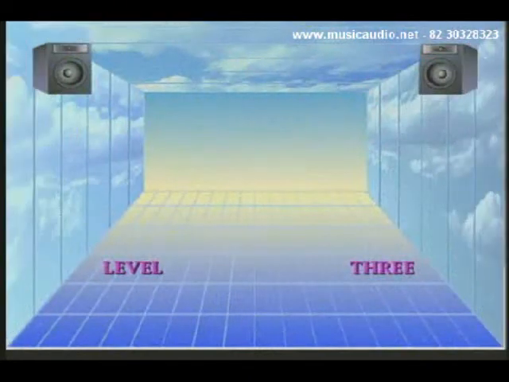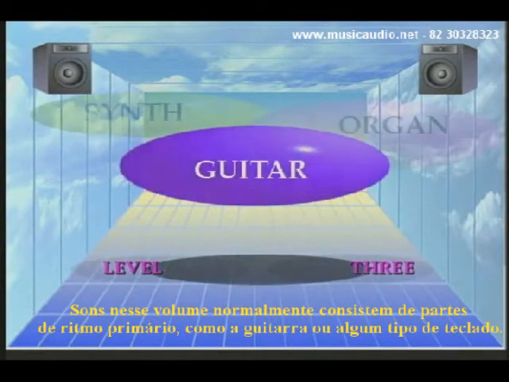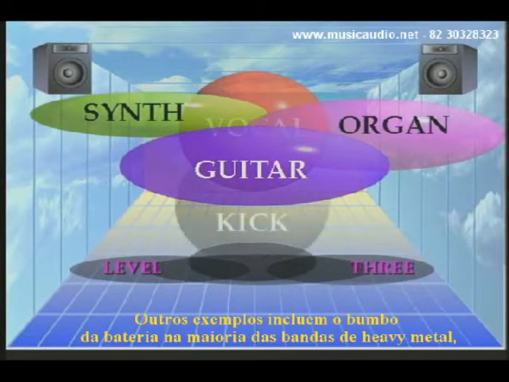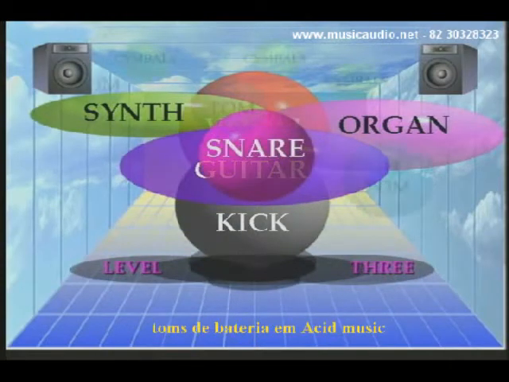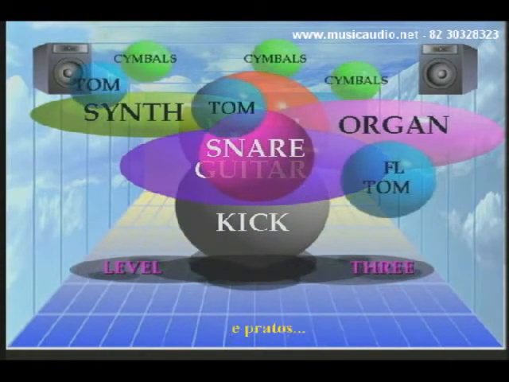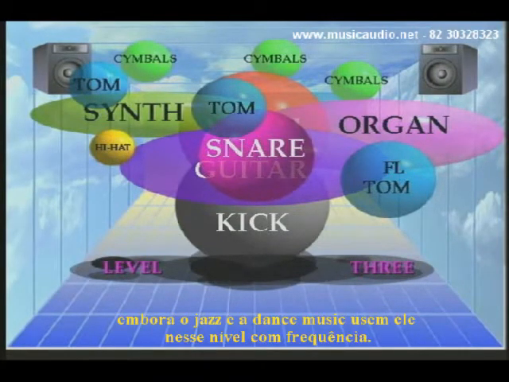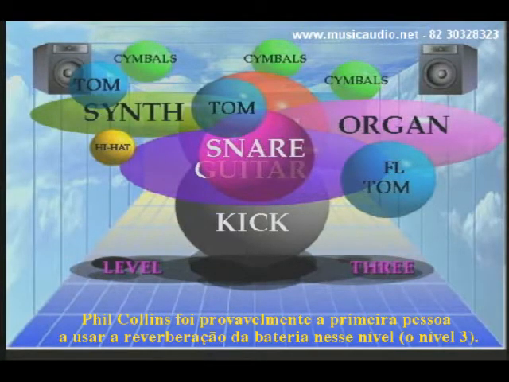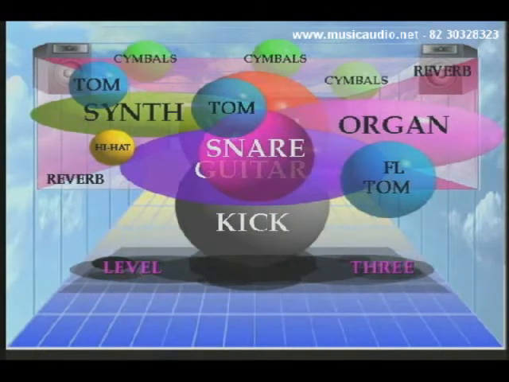Level 3. Sounds at this volume normally consist of primary rhythm parts, such as guitar or some type of keyboard. Lead vocals in a lot of rock and roll are also set at this level. Other examples include kick drums in most heavy metal, snare drums in most dance music, most toms in most styles of music, and cymbals, with hi-hat only occasionally at this level, although jazz and dance music often place it here. Phil Collins is probably about the first person to place reverb on the drums at this level, level 3.